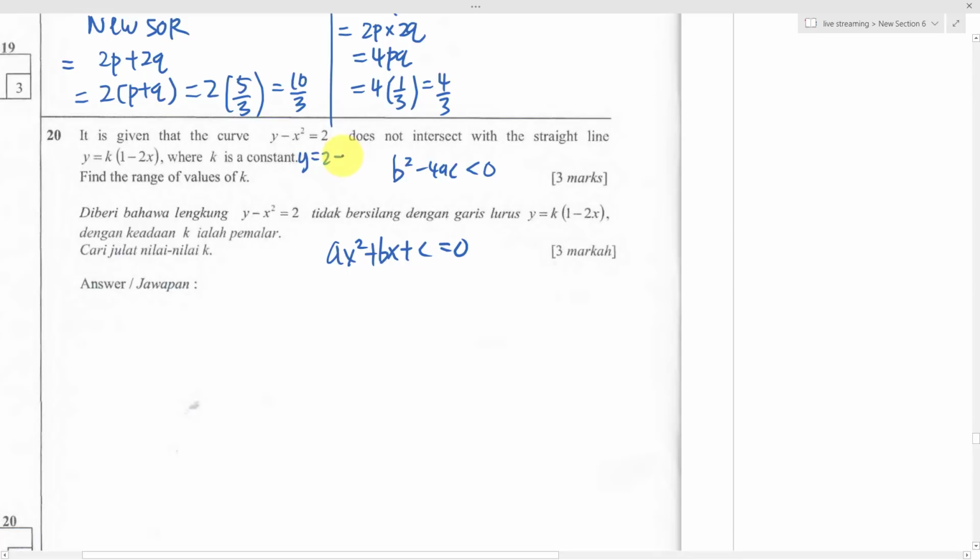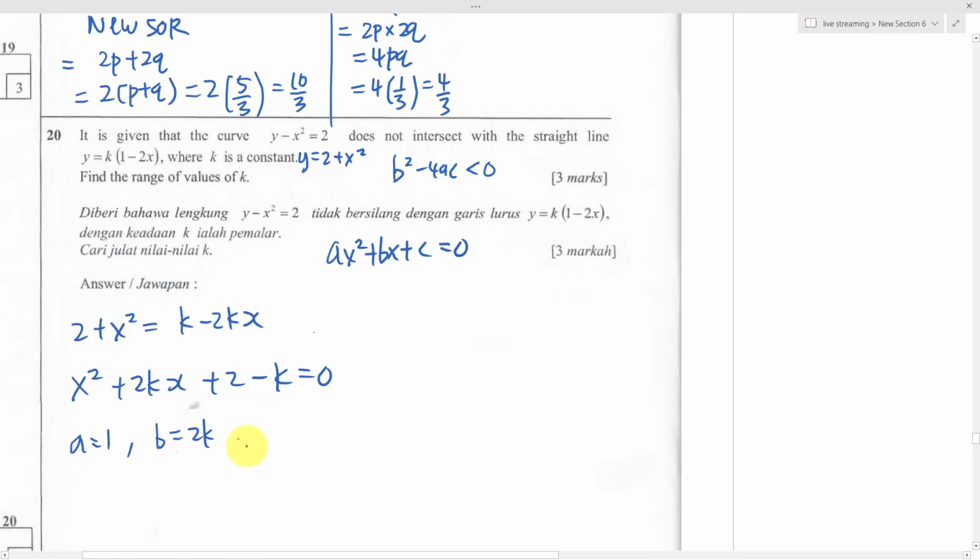This is y equals 2 plus x squared, isn't it? So I substitute: 2 plus x squared equals k minus 2kx. I rearrange this into the pattern I want, so it becomes x squared plus 2kx plus 2 minus k. So I know my a equals 1, b equals 2k, and c equals 2 minus k. It shouldn't be too hard.